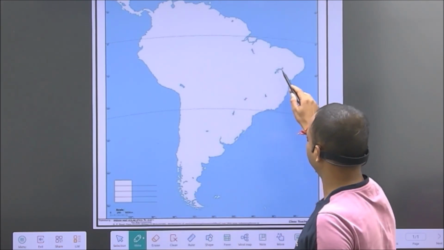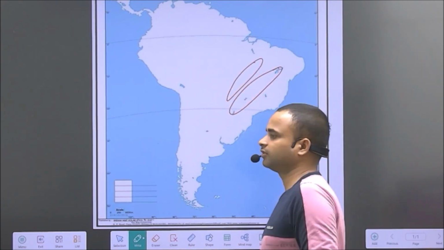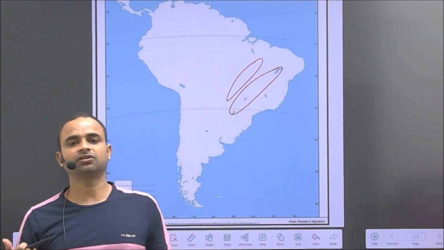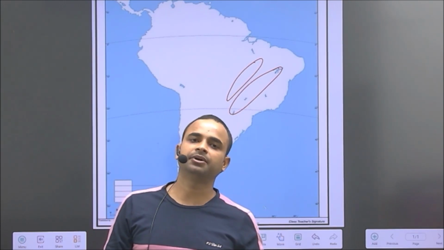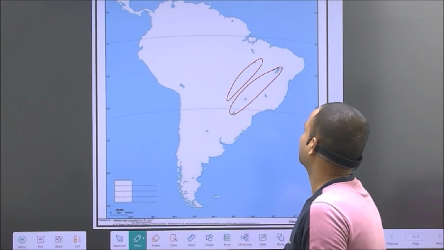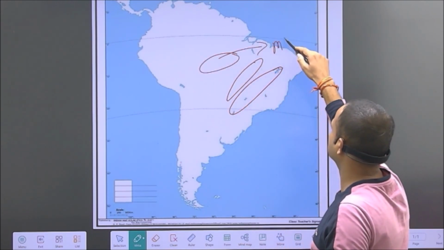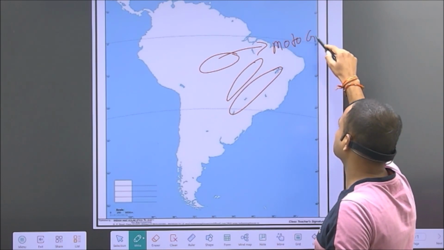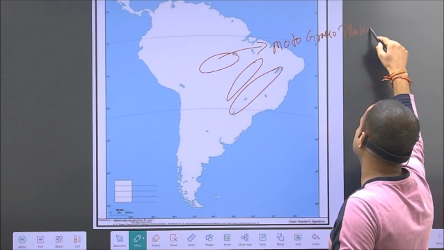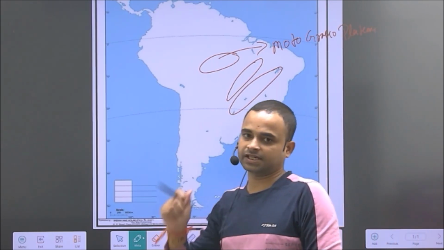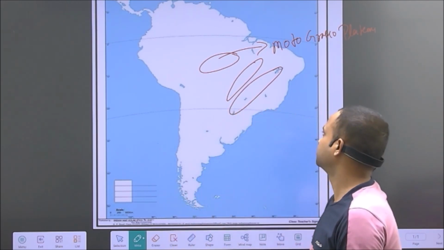And in the Brazilian highland, one grassland is situated, which is called Campos. Campos is a savanna type grassland, and here you can see Mato Grosso Plateau, which is also part of the Brazilian highland, in the northwest region of the Brazilian highland.